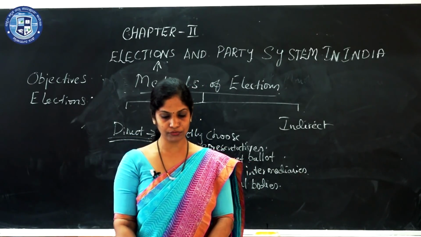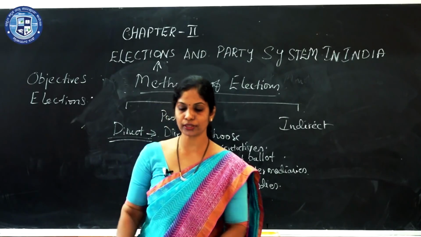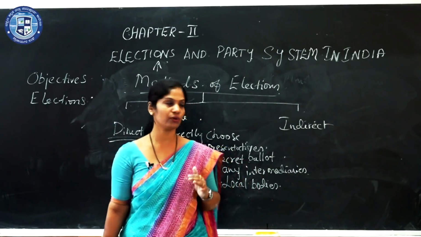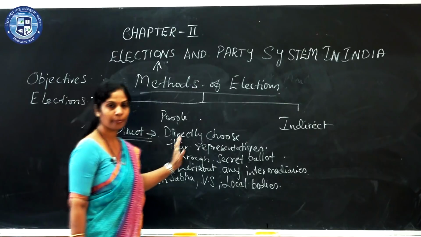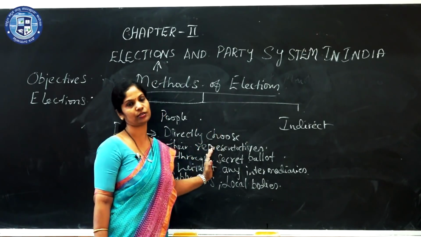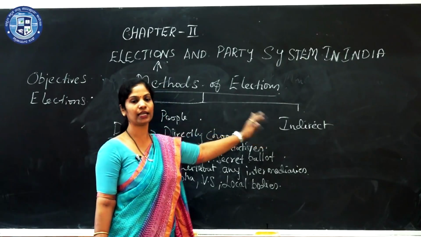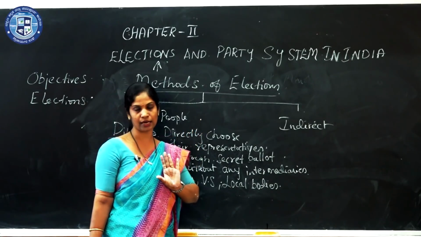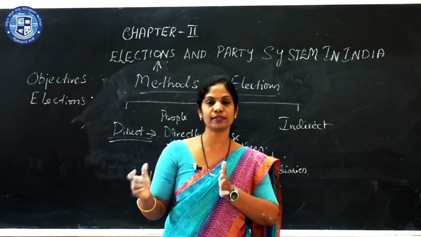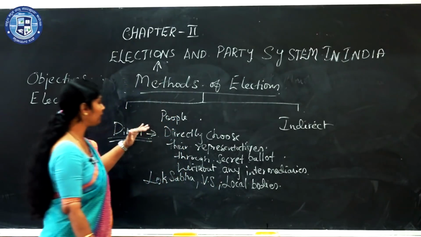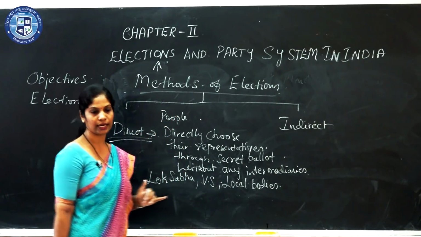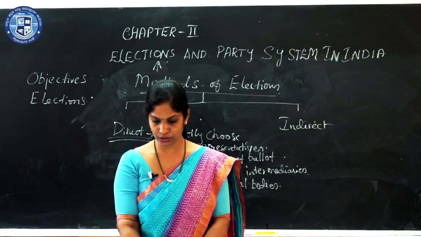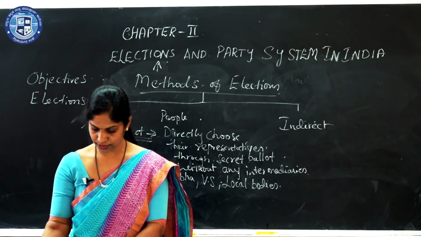And the second method of election is, or before that, let us see what are the merits or demerits of this particular system of election. Of course, you will get a question, what is the difference between the direct election and the indirect election? By the features or merits and demerits itself, you can make out what the differences are. So the differences between the direct election and the indirect elections are like this. So what are the features of direct elections?